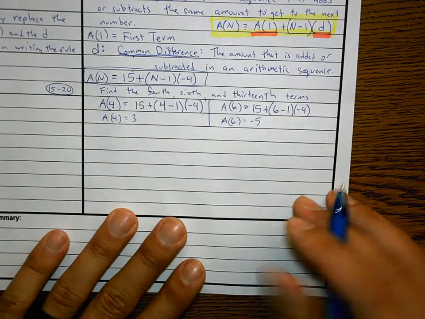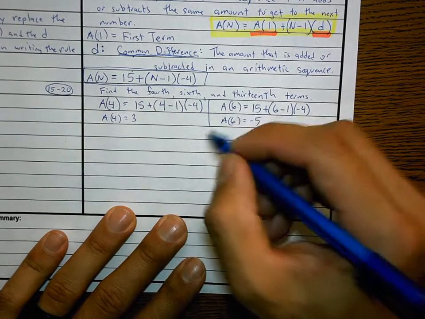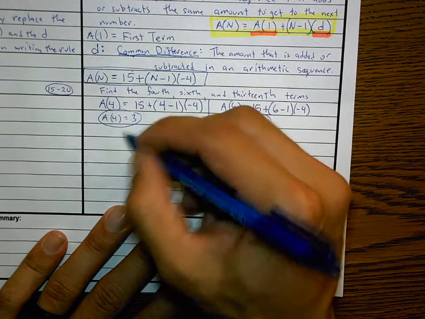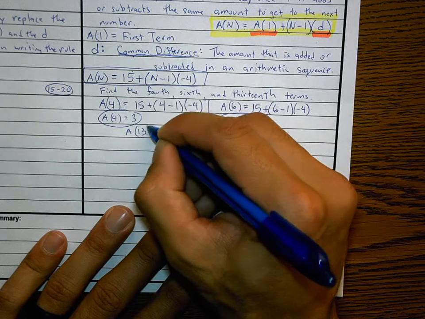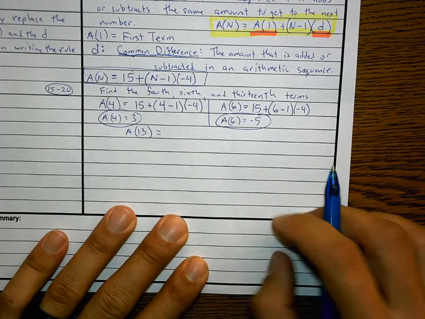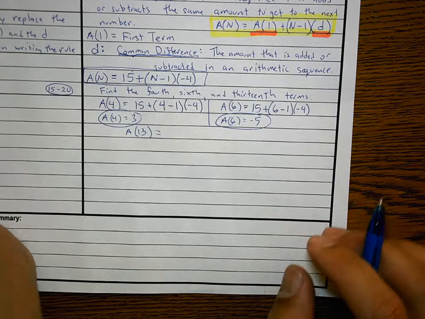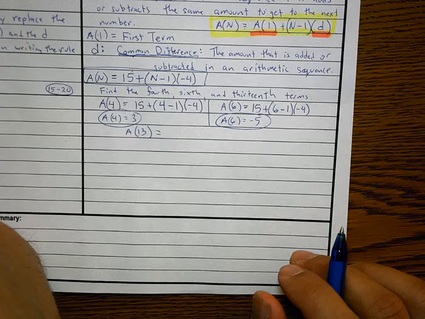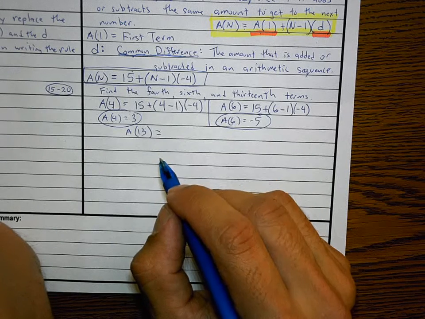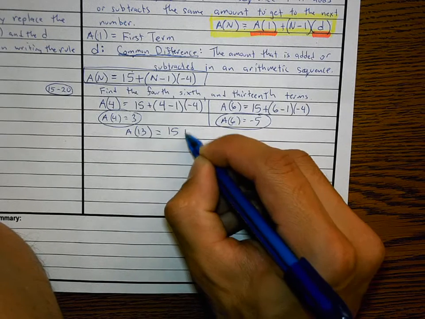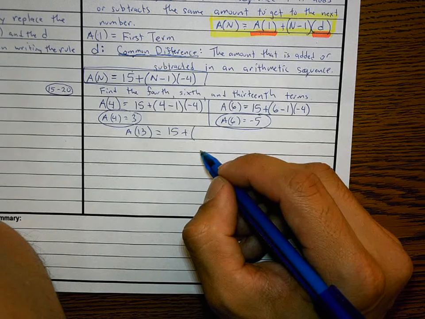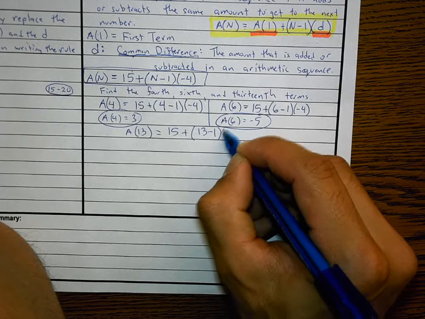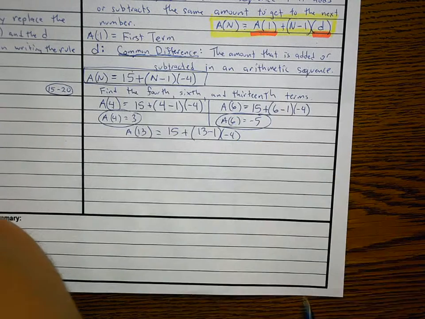And the last one, A of 13. So here's our 6th term. Here's our 4th term. Let's do A of 13 equals. Michaela, what am I going to write to find the 13th term? Do you know? 15 plus. Good. Parentheses. Good. 13 minus 1. And then parentheses. Negative 4. In parentheses, because we're multiplying by it. Perfect. Absolutely.